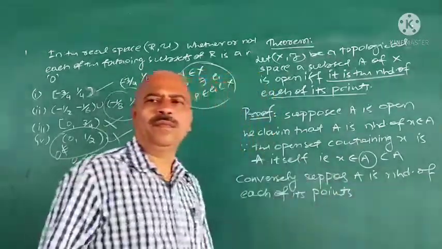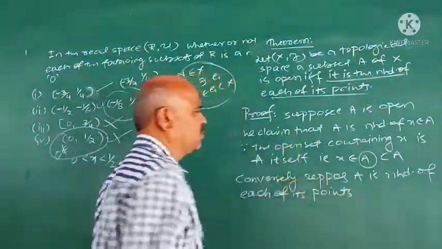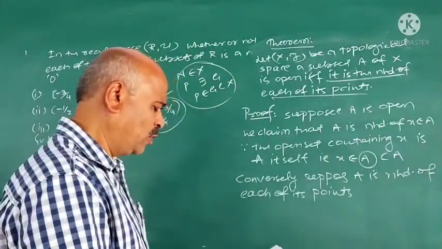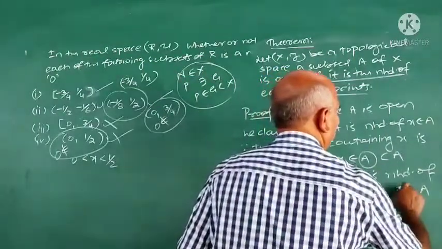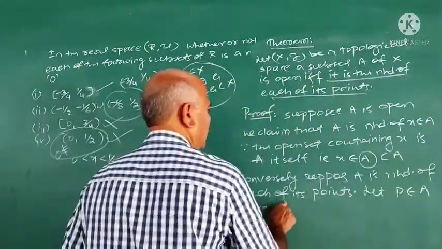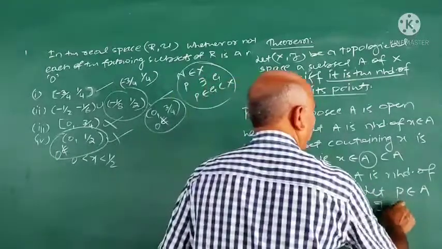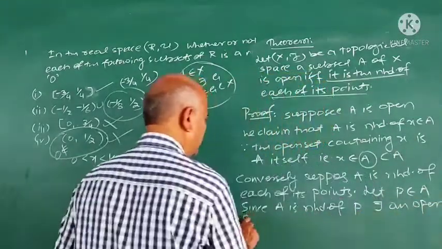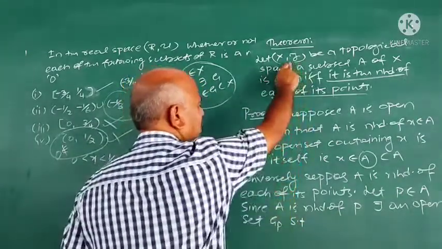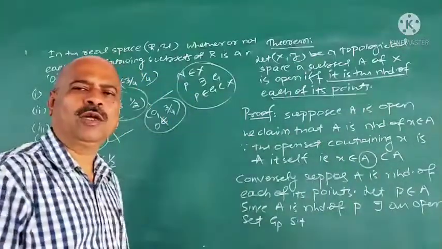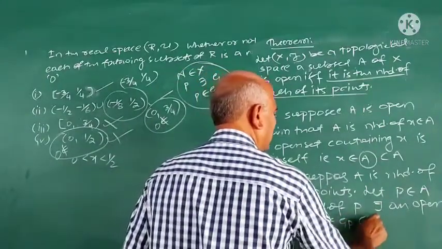What do you have to prove now? Capital A is open. The first part is over. The second part is: suppose capital A is a neighborhood of each of its points. We have to prove that capital A is open. For that, let P belong to A. Since capital A is a neighborhood of P, there exists an open set, I write GP, such that open set means it belongs to the topology tau. There exists an open set GP such that P belongs to GP, which is contained in A.